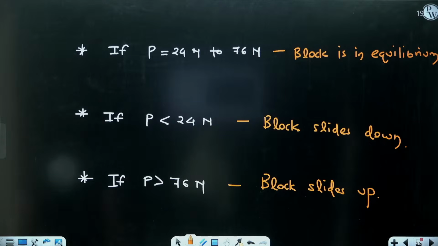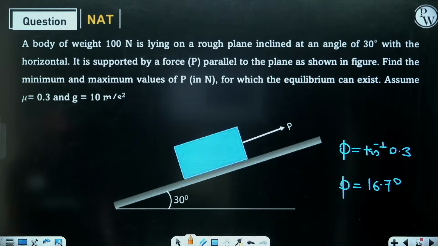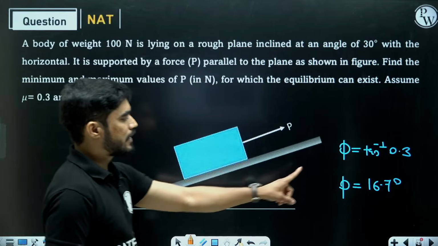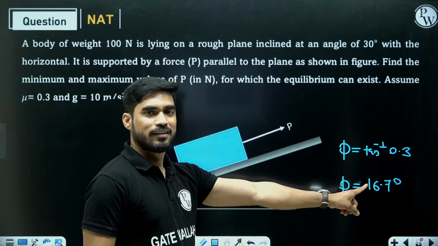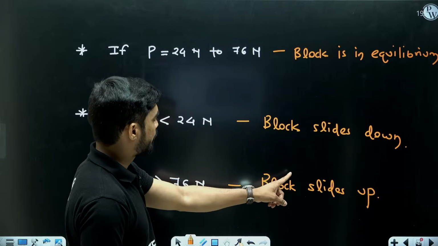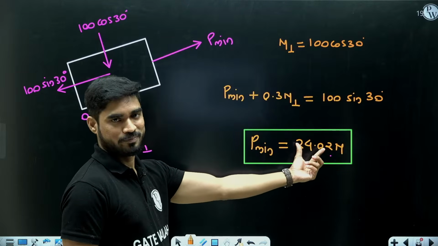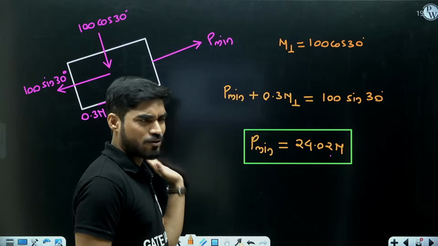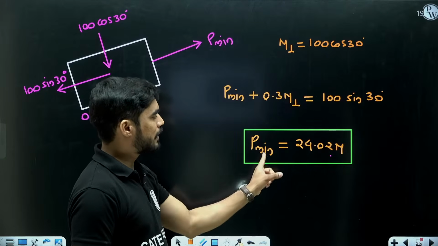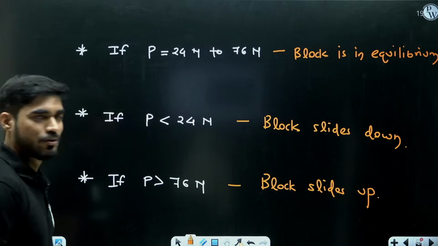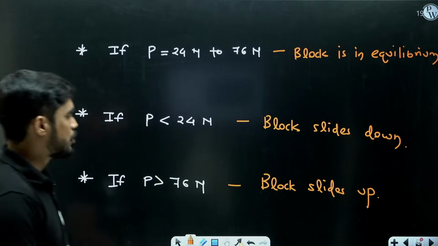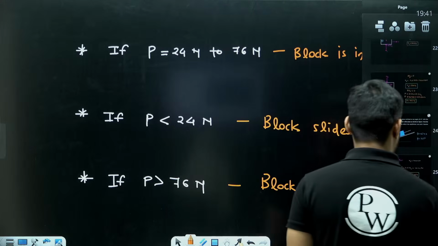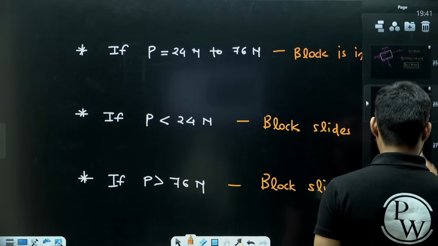I hope it is more than clear to you. And if in the same question, angle of inclination is less than phi, then this P minimum will become 0. Then it is not going to go down. So P minimum will become 0 Newton. Okay, chalo. So let's move on to the next question.